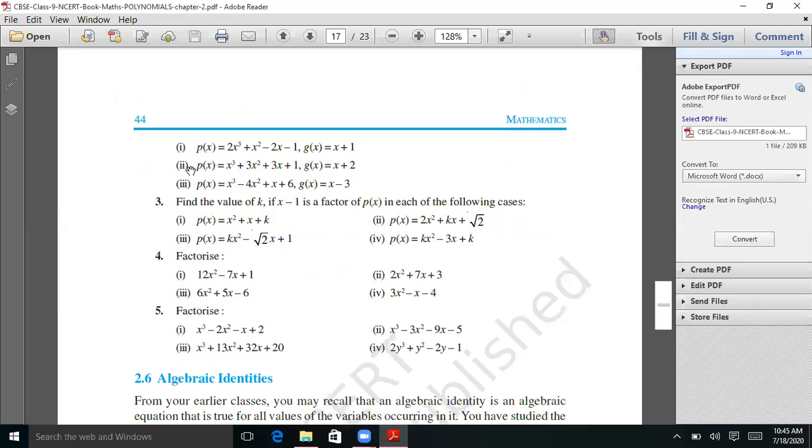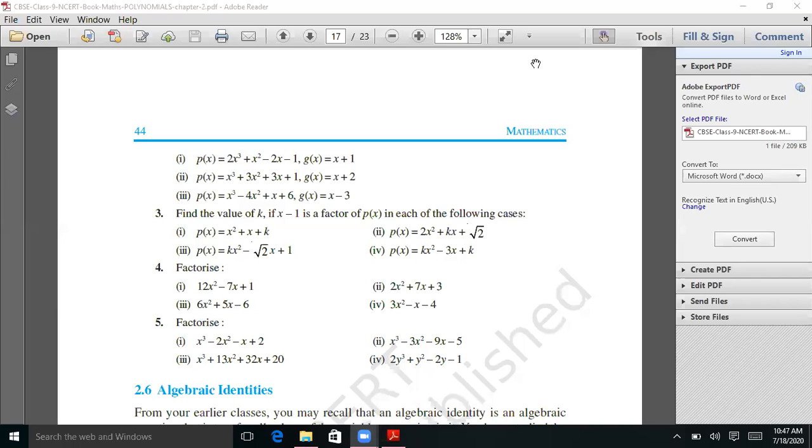Here you have given two other parts. You can try these parts. Third question is, find the value of k if x minus 1 is a factor of p of x in each of the following cases.